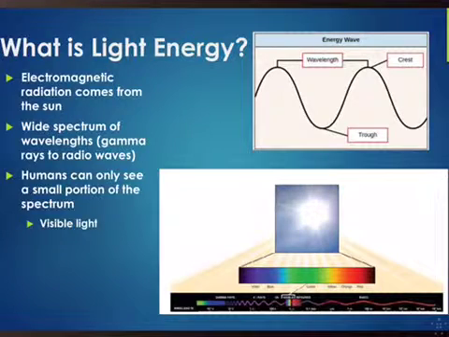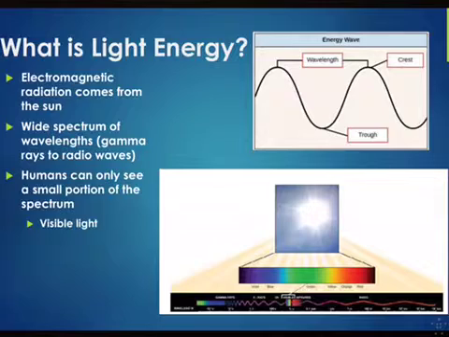But before we can really talk about what the light-dependent reactions are, we have to talk about light energy. Light energy comes from electromagnetic radiation, which comes from the sun. This is a wide spectrum of wavelengths. The shortest wavelengths are the gamma rays to the longest wavelengths of radio waves.